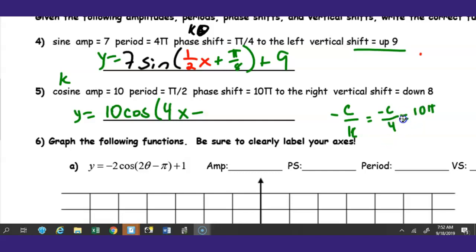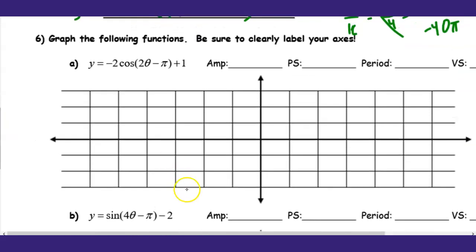So now we just got to undo this, and we solve for c. And how do we go about solving for c? We're going to multiply by negative 4 on both sides. The 4s cancel, the negatives cancel. And so I multiply by negative 4 over here, and I get negative 40 pi. Remember I told you it's going to be negative, so negative 40 pi. That's our phase shift. And then vertical shift down 8, so minus 8. There's our function right there. All right, now we get to the fun part, guys. Graphing.